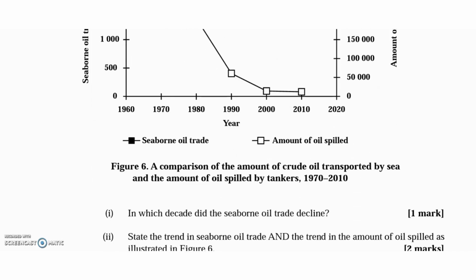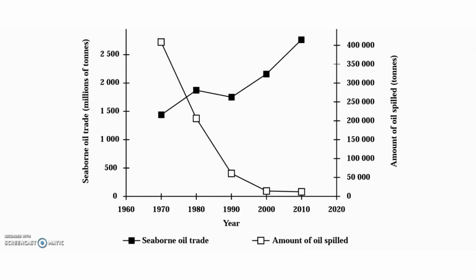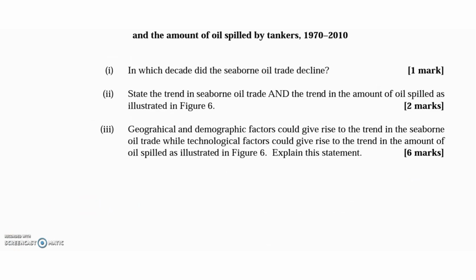Now, in which decade did the seaborne oil trade decline? Students did ask you for a decade. If you go back up in the screen here, the seaborne oil trade is the black dots. And the decade is from the year 1980 to the year 1990. So from 1980 to 1990, there was a decline in the seaborne oil trade.